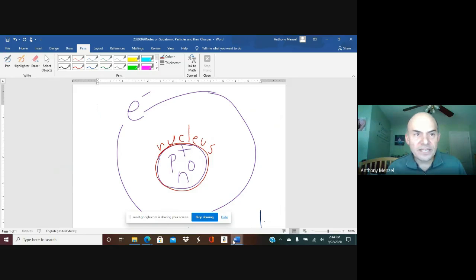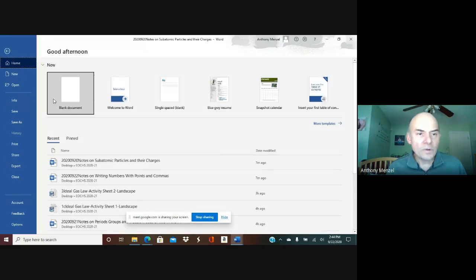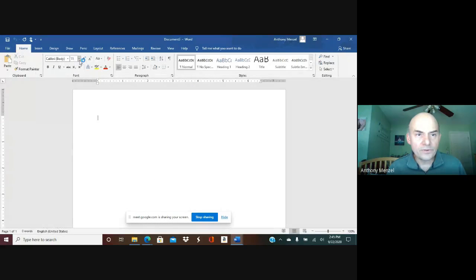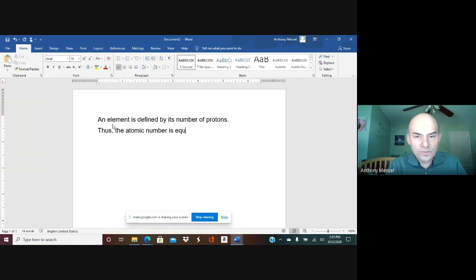That is such an important piece of information that I am going to write that down as a separate note. An element is defined by its number of protons. Thus, the atomic number is equal to the number of protons.